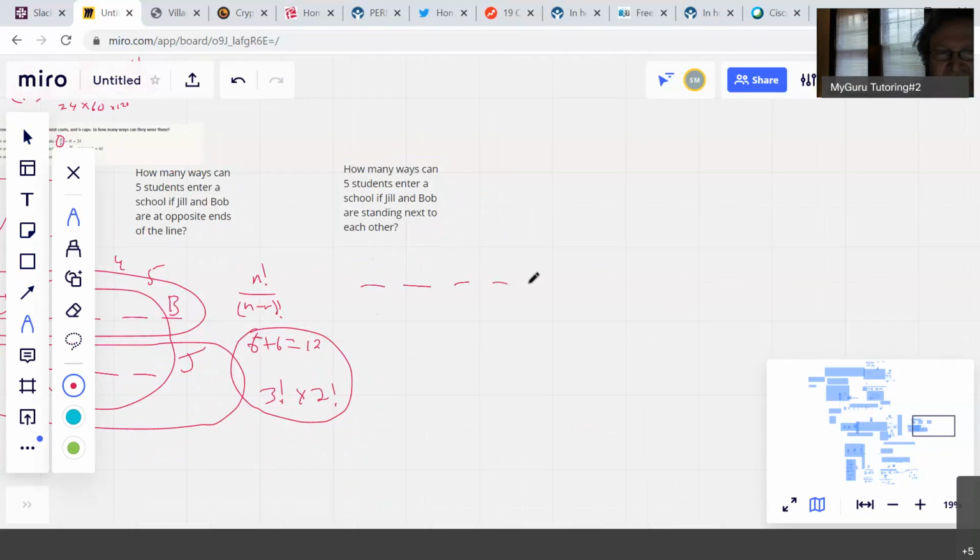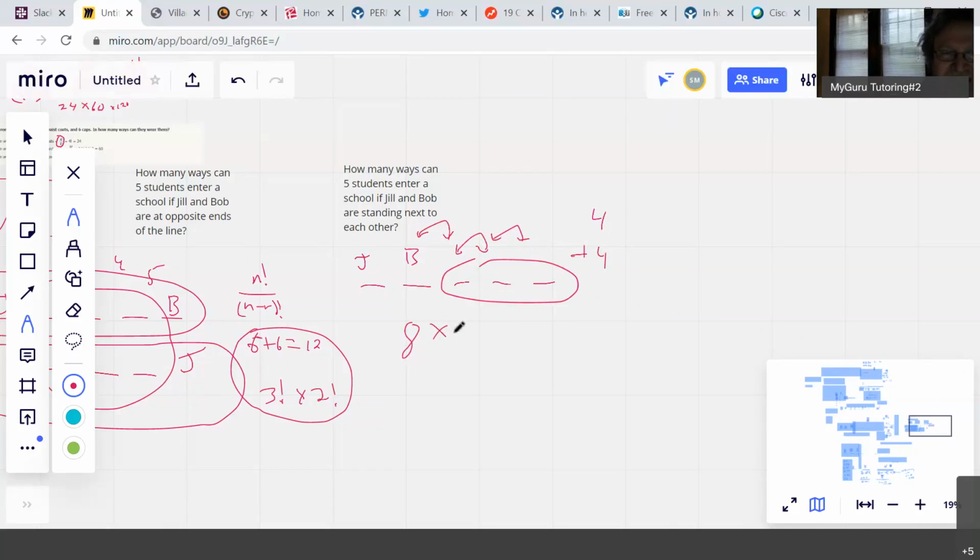So what's going on here? If Jill and Bob have to be standing next to each other, they could be in that spot, or they could be in that spot, or they could be in that spot, or they could be in that spot. There's 4 possible ways, right? Plus another, because Bob could be first. There's actually 4 plus 4, so 8 possible ways of arranging Jill and Bob. And now I still need to arrange the other 3, right? So that's going to be 8 times 3 factorial equals 8 times 6 equals 48.